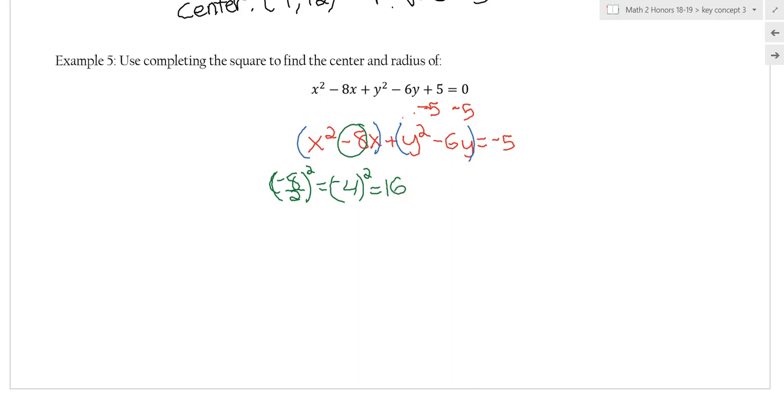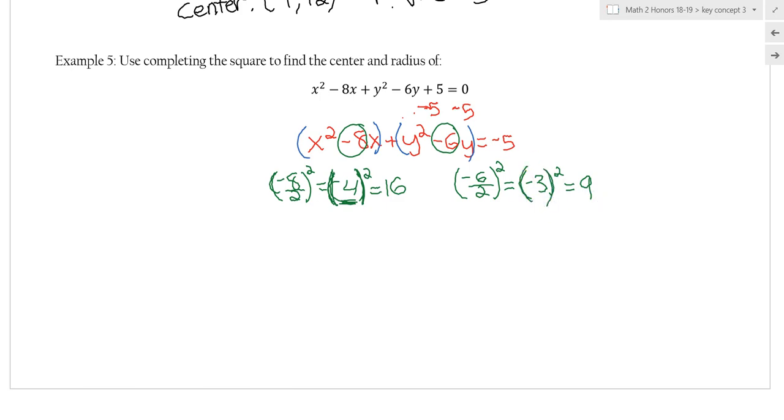This is where some of us were getting confused in class. -8 divided by 2 is -4. I would make sure you show this step. And then a negative squared is always a positive. If you're typing it in a calculator, you have to have parentheses. Same thing for the y here. -6 divided by 2 squared equals -3 squared, and -3 squared is, again, 9. We have to have parentheses.